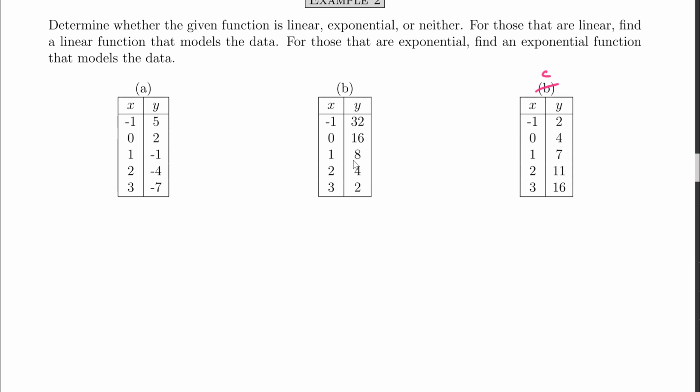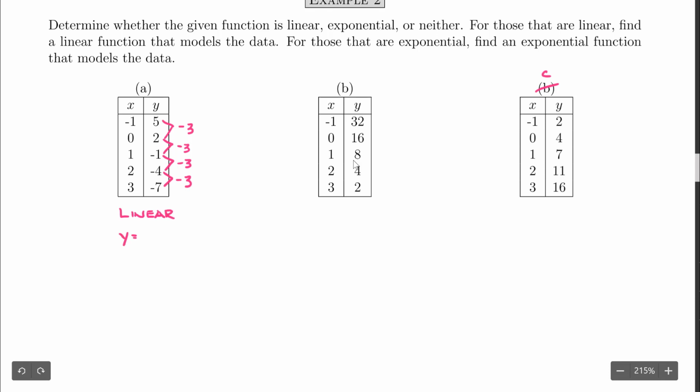The first thing you want to do in any case here is look at the difference between successive values in the y column. So here we notice that from 5 to 2 we decrease by 3. From 2 to negative 1 we decrease by 3. From negative 1 to negative 4 we decrease by 3. Negative 4 to negative 7 we decrease by 3. So the change in y is constant. And our change in x is also constant. X is going up by 1 every time, and y is decreasing by 3 every time. So when we have a constant difference in our y values, we know it is a linear function.